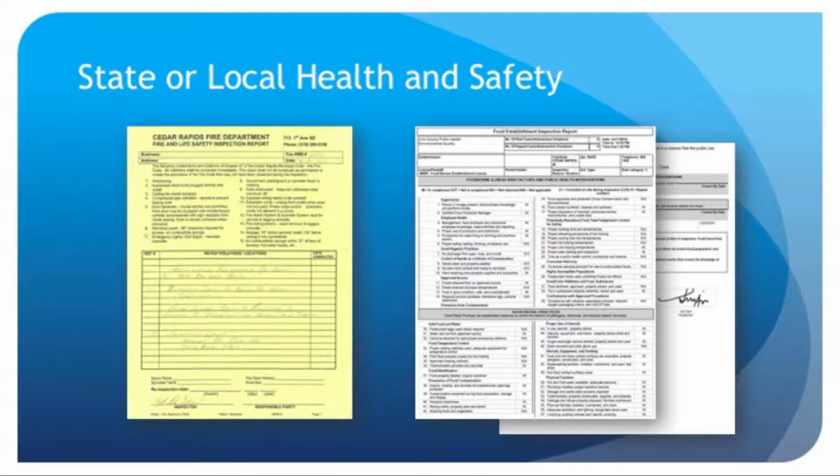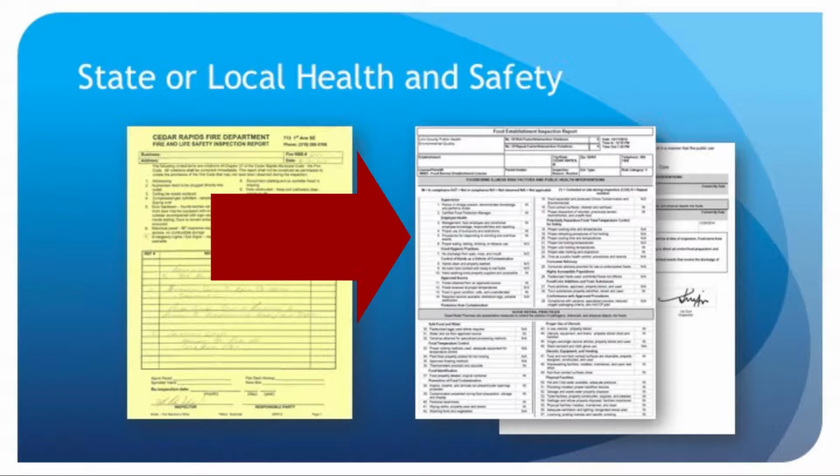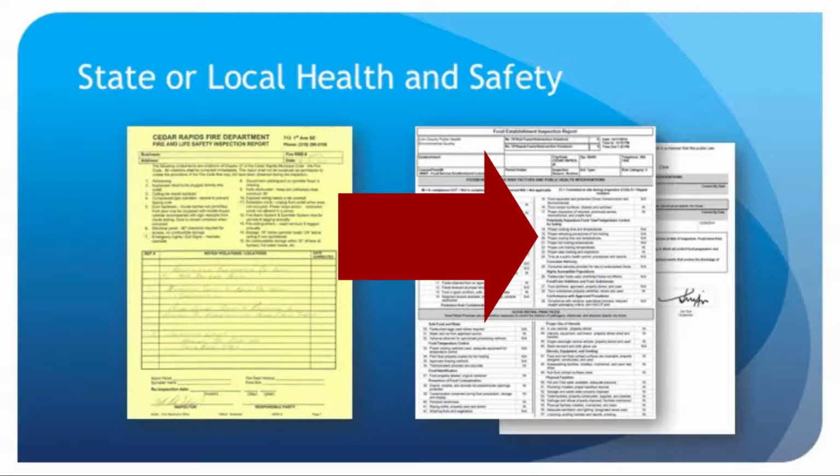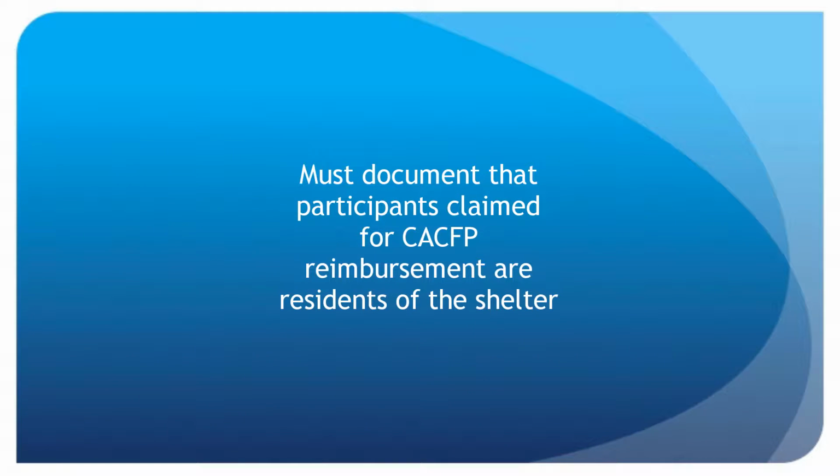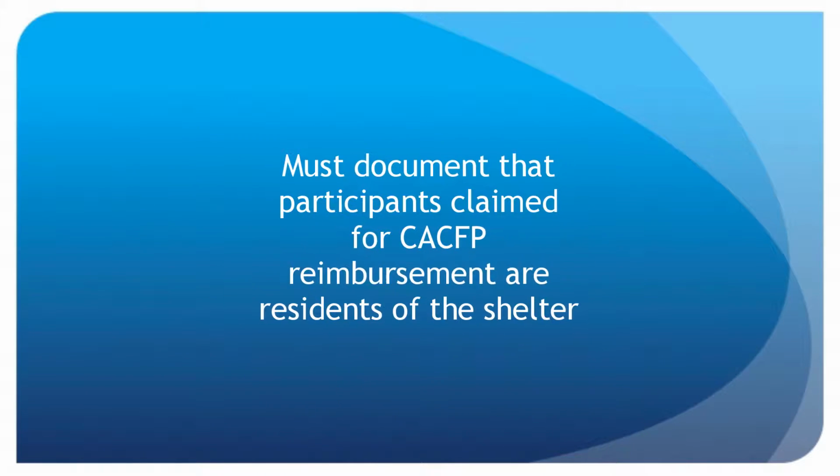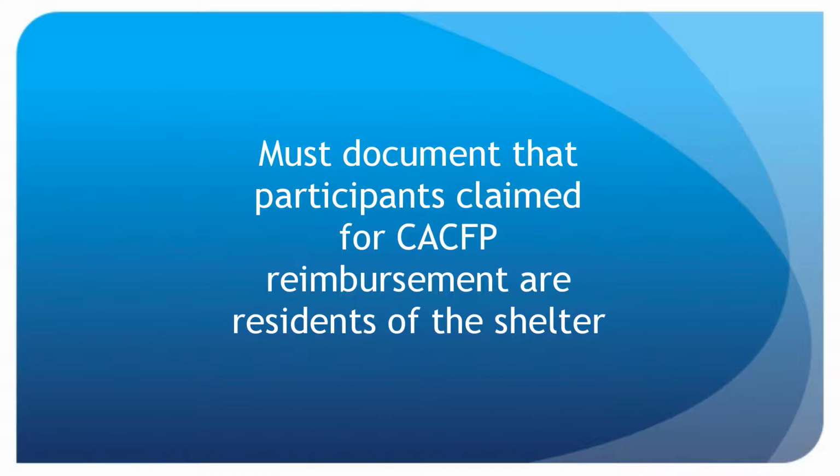Emergency shelters must document that state or local health and safety standards have been met, including facility capacity. This is usually a current fire inspection and food license or inspection. Emergency shelters must also document that participants claimed for CACFP reimbursement are residents of the shelter.